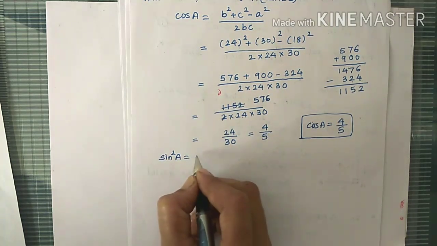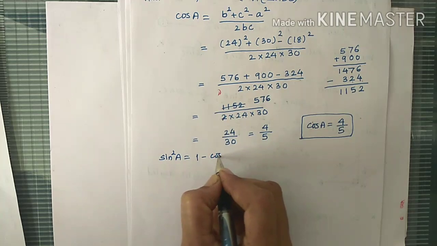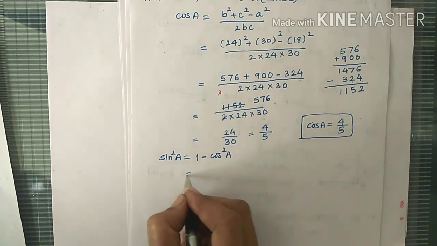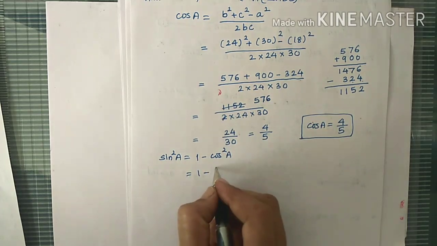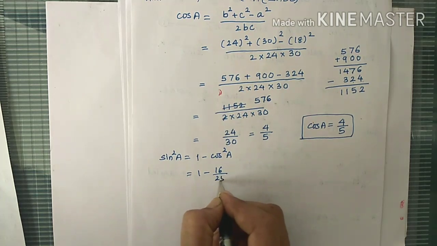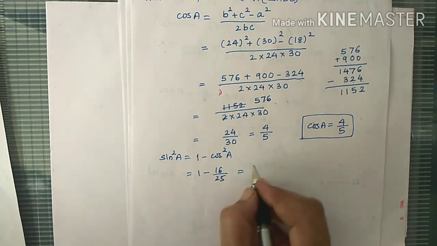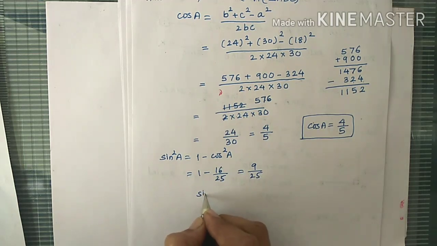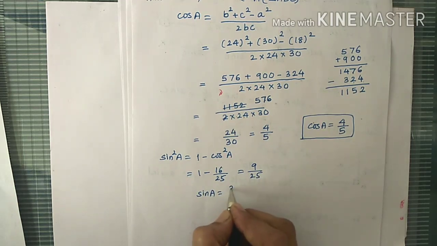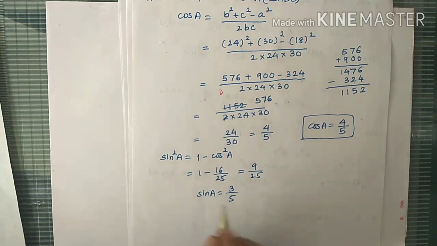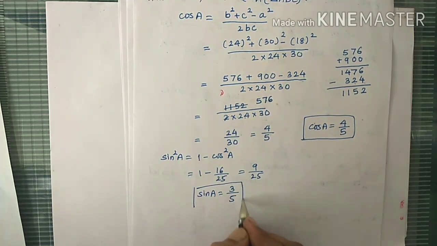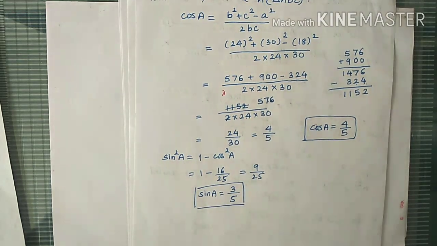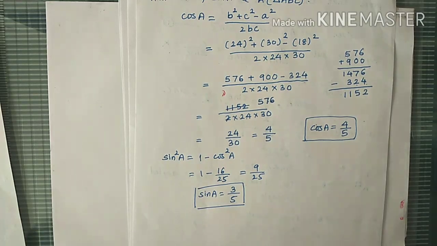Sin square A is 1 minus cos square A. So 1 minus, squaring this we get 16 by 25. Now 25 minus 16 is 9 by 25. So sin of A is equal to 3 by 5. So now we have value of sin A equal to 3 by 5.